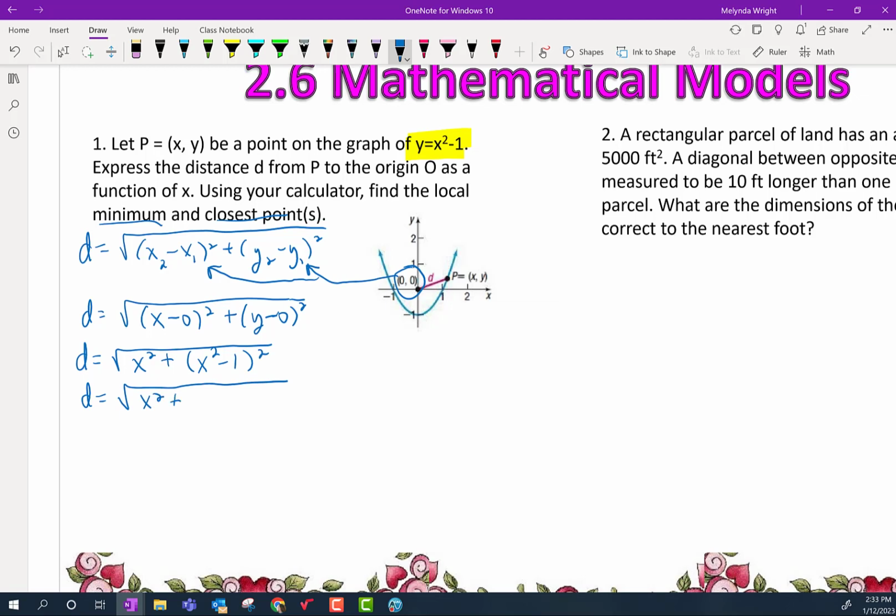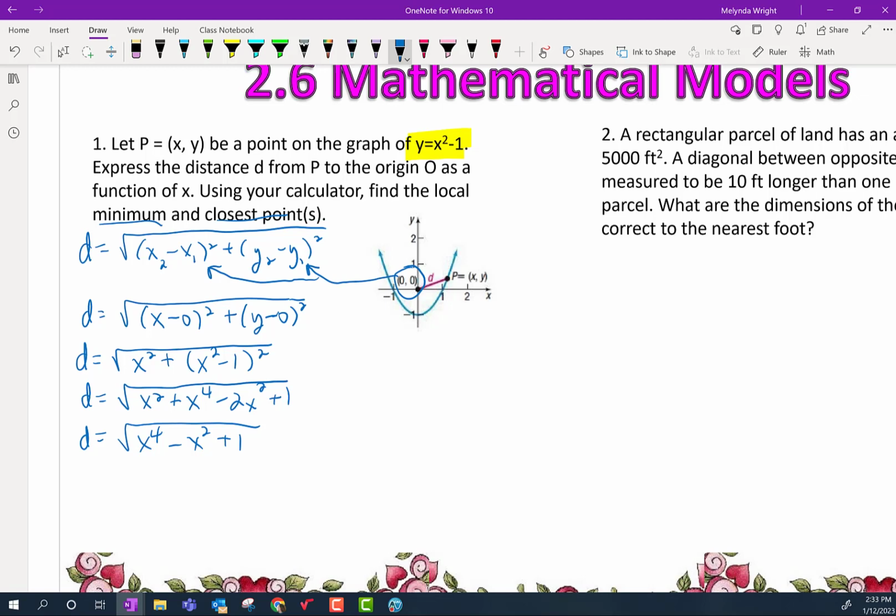So what am I going to do? I'm going to FOIL out the x squared minus 1. That's going to give me x to the 4th minus 2x squared plus 1. Then cleaning that all up, I get x to the 4th minus x squared plus 1. Okay. All right, is everybody okay so far?